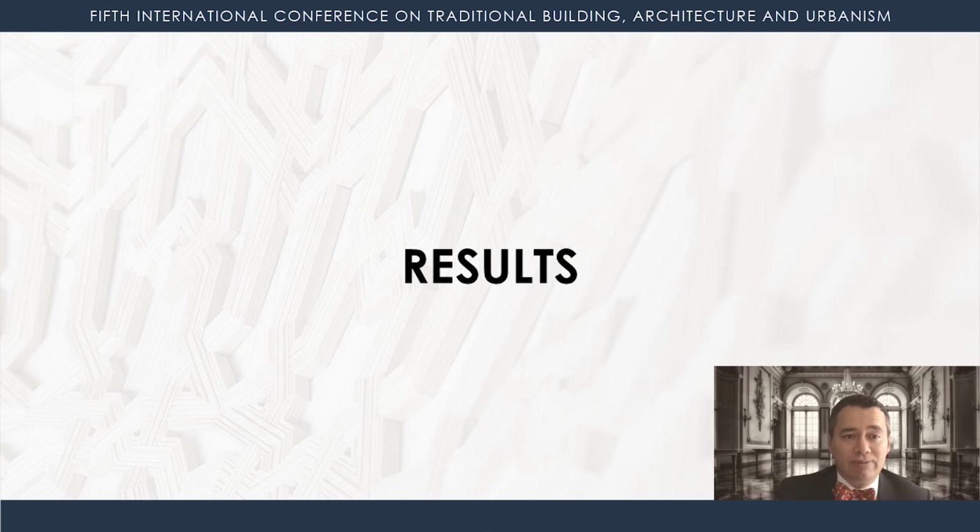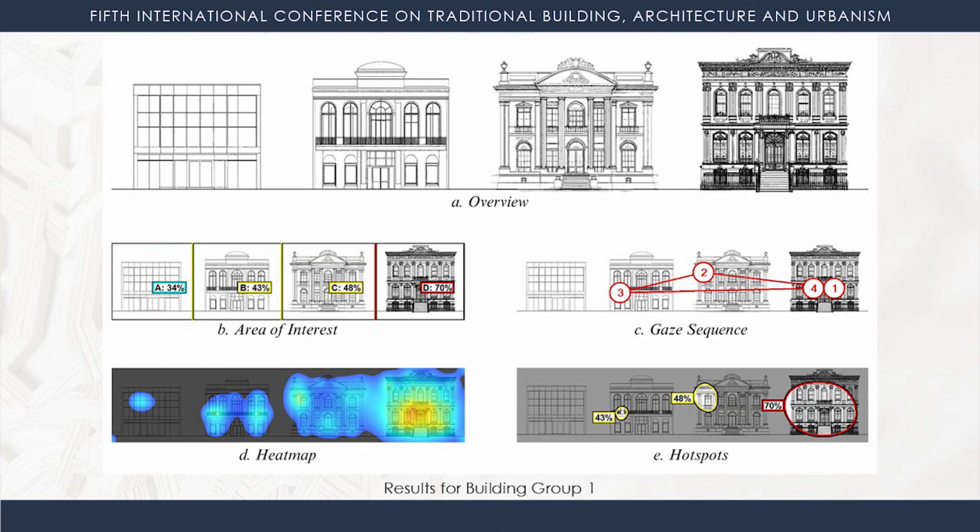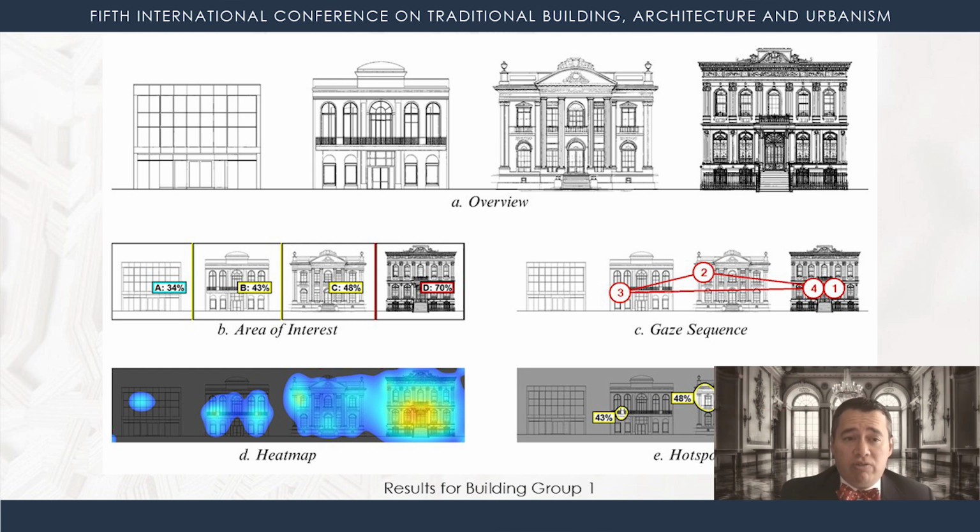So on to the results. In building group 1, the detailed classical facade outperforms all others in visual attention and fractal complexity. It achieves a high coherence score of 72% and the highest fractal dimension of the group at 1.8, indicating very strong visual engagement. In contrast, the modern facade performs the worst with minimal heat map coverage at 13% and the lowest coherence score, which is likely linked to its lower fractal dimension.